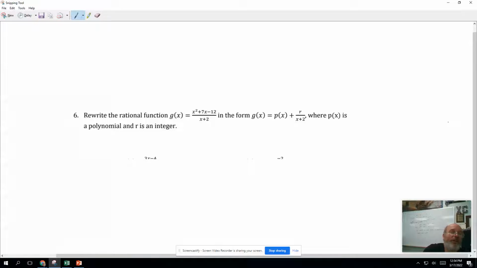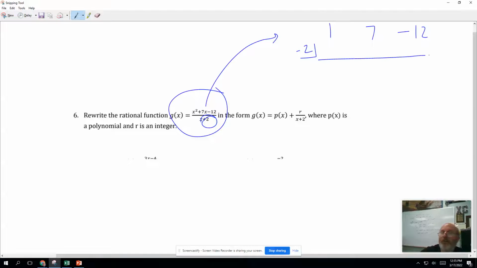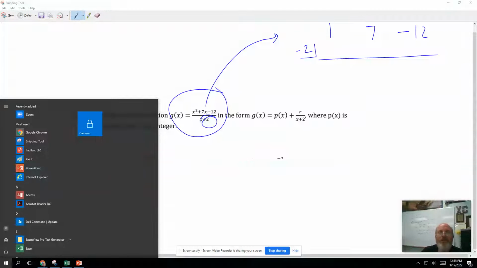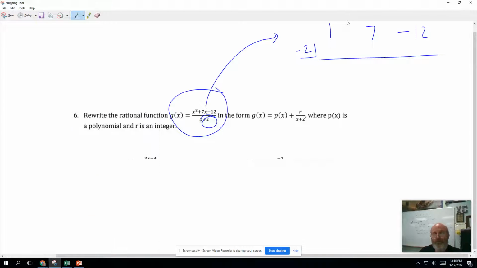You were taught how to do this using synthetic division. That means you took the coefficients of the numerator, 1, 7, and negative 12, and you put in a little box the opposite of that number right there. That was a positive 2 you saw, you put a negative 2 there. You remember this? Y'all did synthetic division? No, I wasn't here that day. We've done it several days. No, I don't remember how to do it. Well, you learned it now.